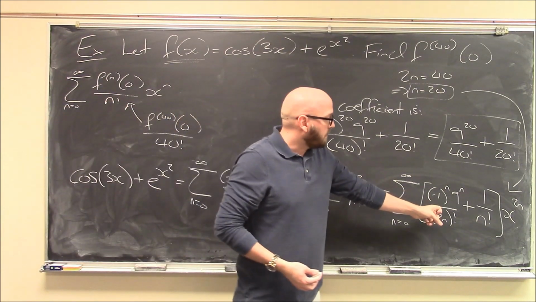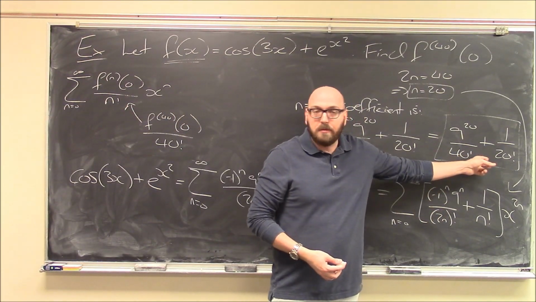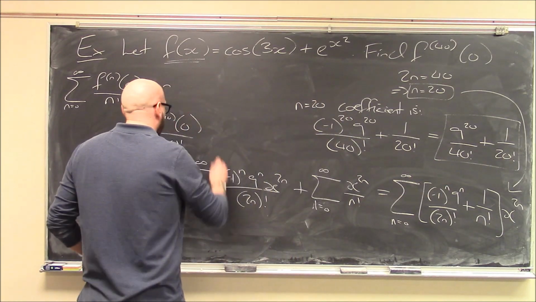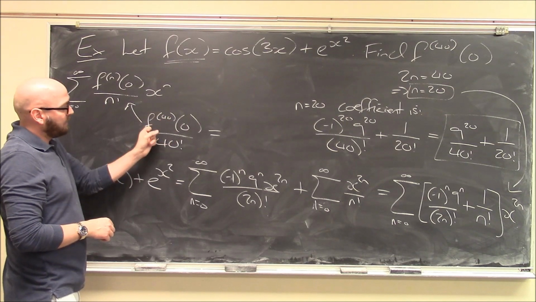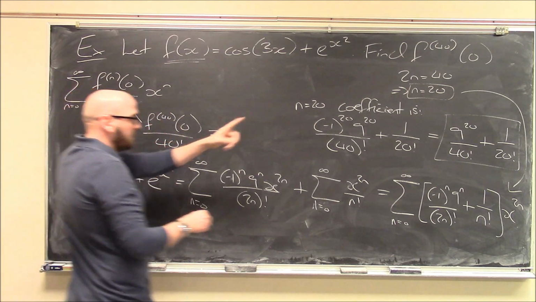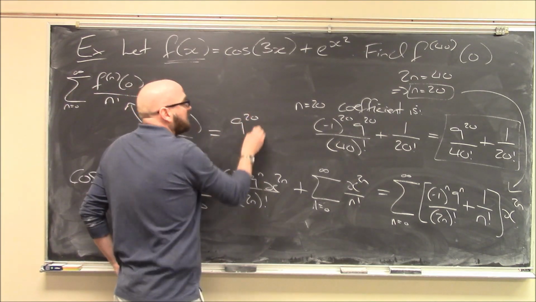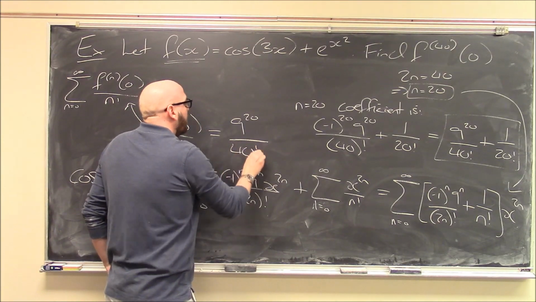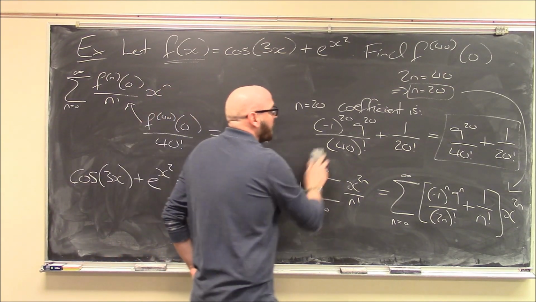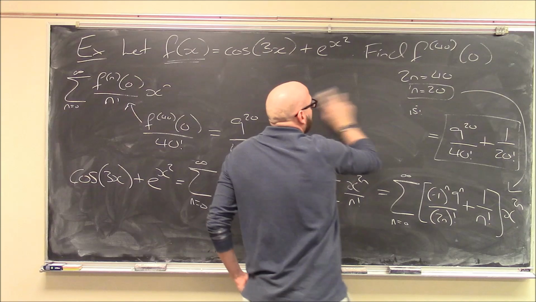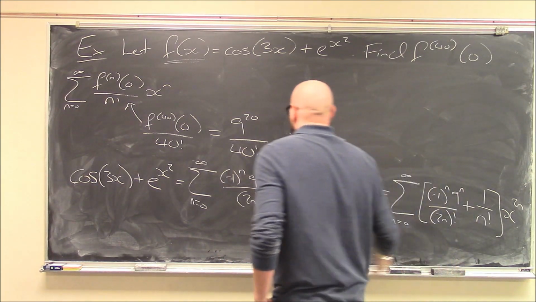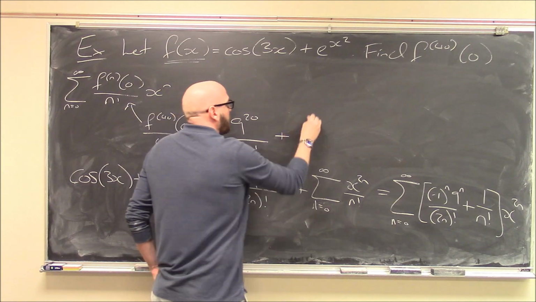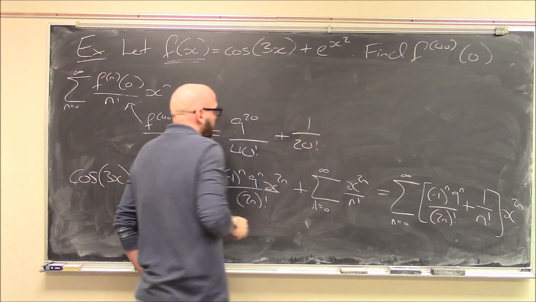Well, for this function, this is the coefficient of x to the 40. So they must be equal. The coefficient of x to the 40, the 40th derivative of f at 0 over 40 factorial, must equal 9 to the 20 over 40 factorial plus 1 over 20 factorial.